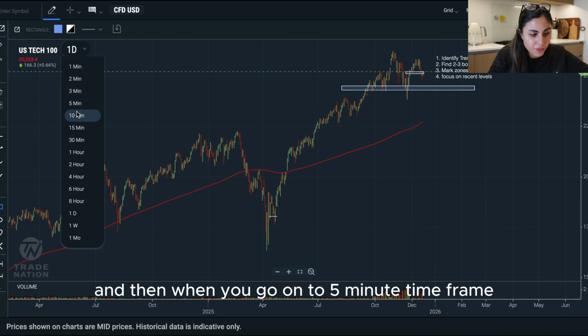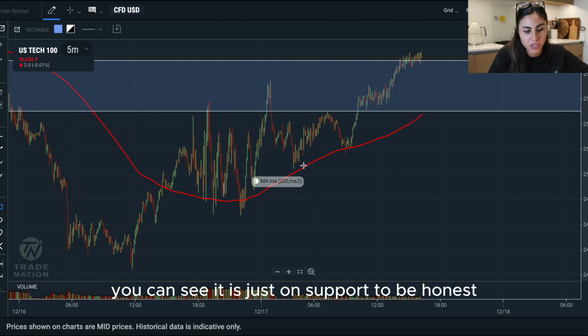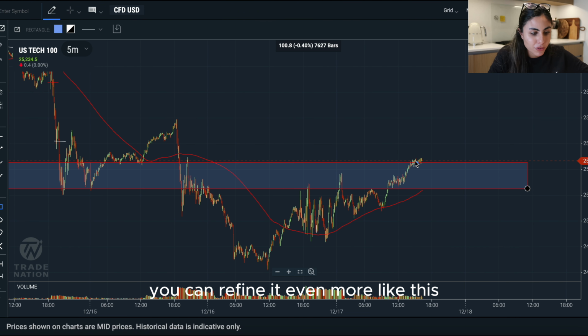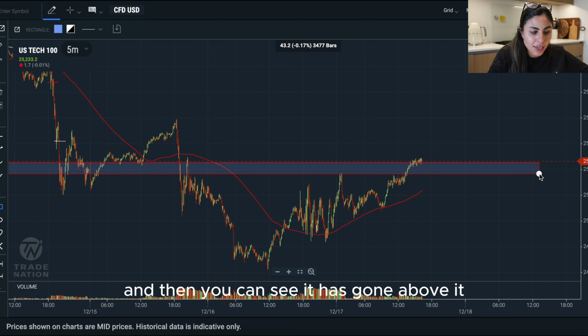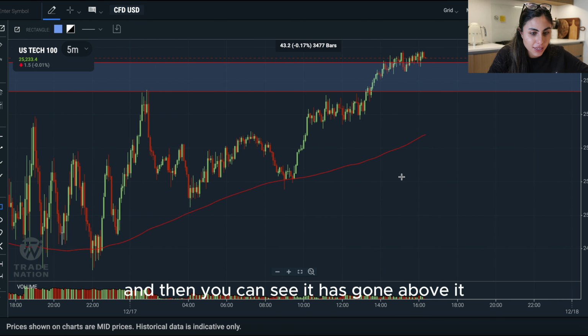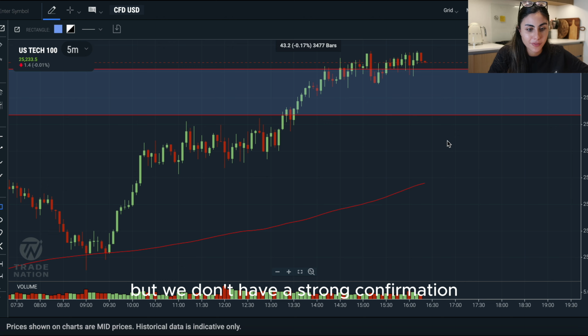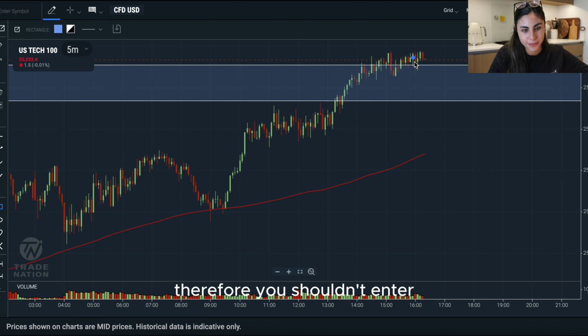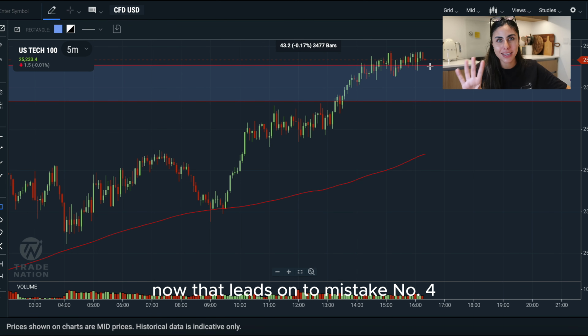And then when you go on the 5-minute time frame, you can see it is just on support. To be honest, you can refine it even more like this, and then you can see it has gone above it, but we don't have a strong confirmation, therefore you shouldn't enter. Now that leads on to mistake number 4.